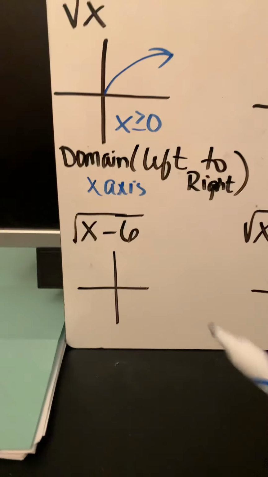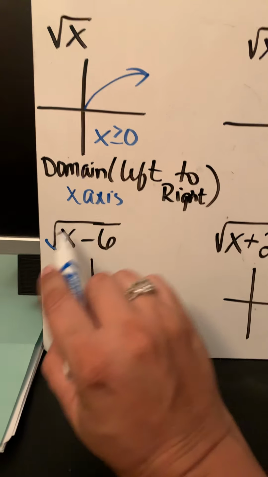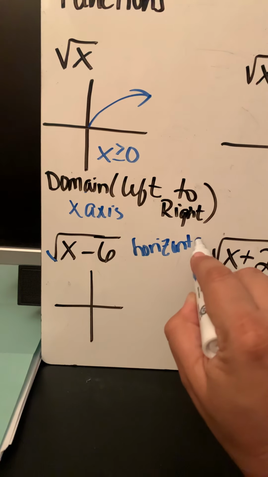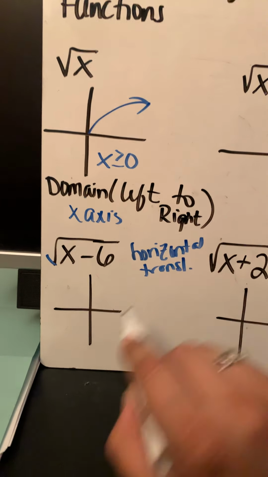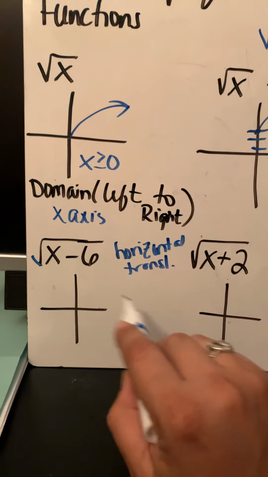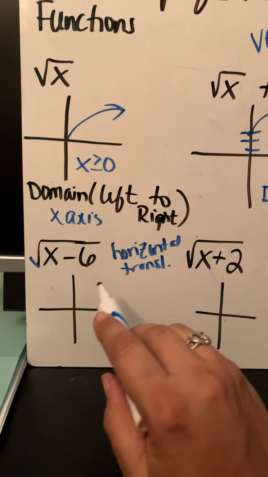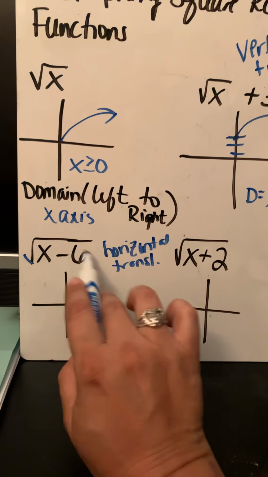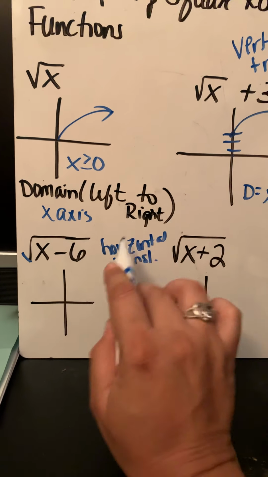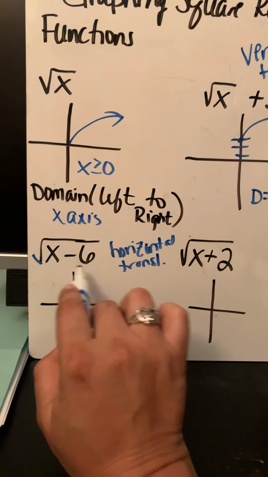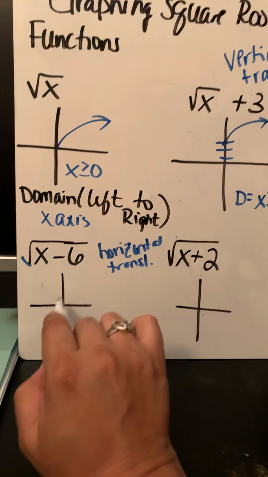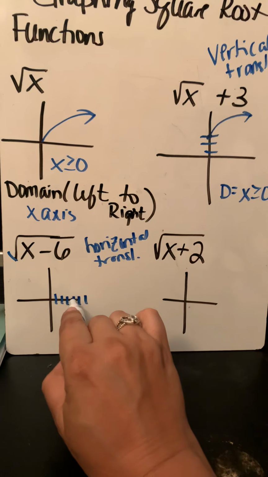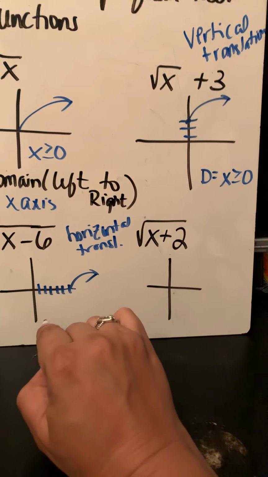Okay, this one down here. When it is all contained under the radical, everything is contained under a radical, we have horizontal translations. So that means we're moving left or right. Now, when it's all contained, it's just like we did the zero product property. We flip the sign on that number. You're going to do the same thing with a horizontal translation. We're going to flip the sign on this number. So instead of going left 6, we're going to go right 6. So we're going to go right 6 and draw a swoop.